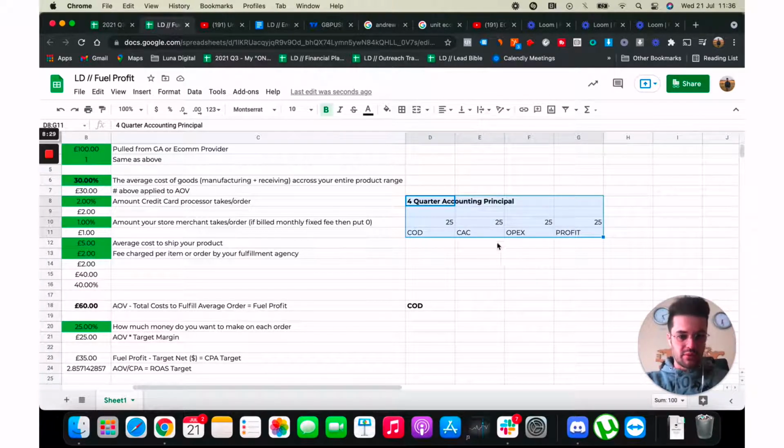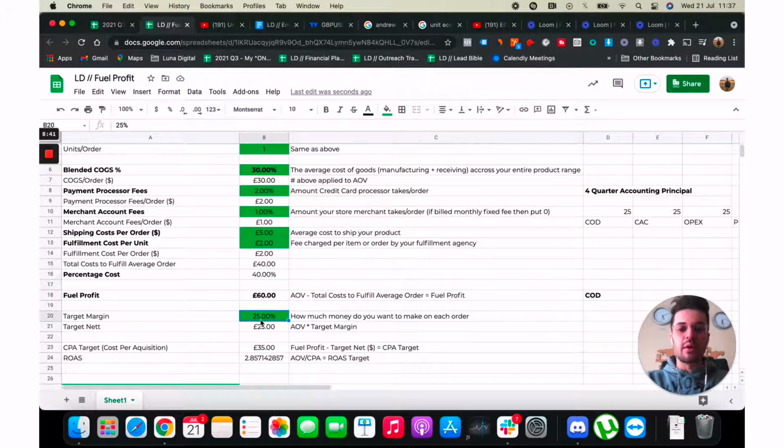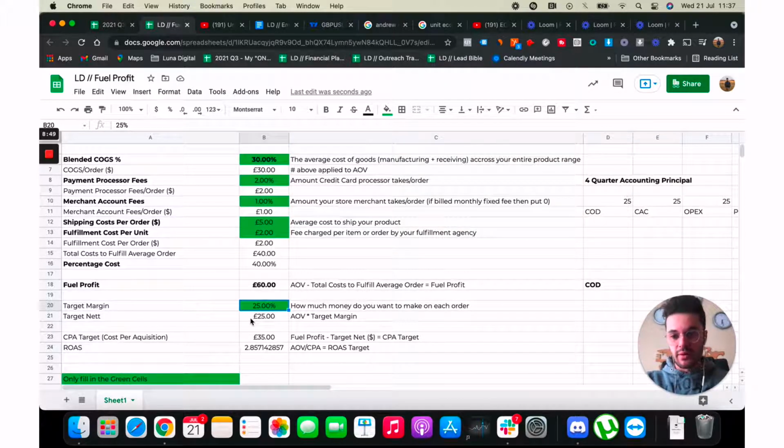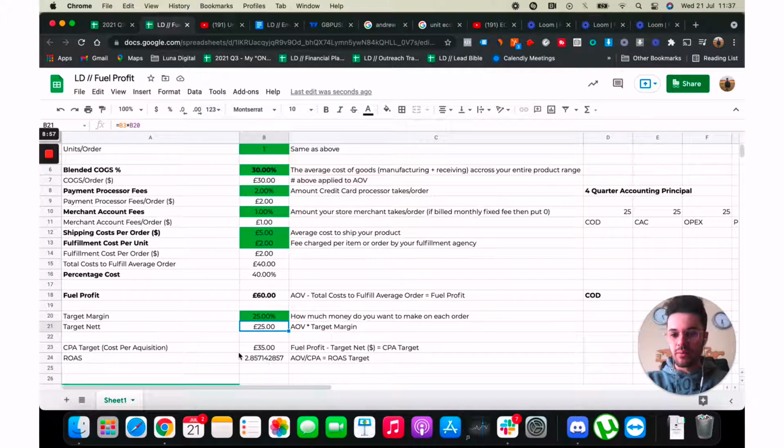Right, so over here, we've got $60 of profit, which is again AOV minus the total cost to fulfill an average order. And we want to make 25% profit. We're pretty confident that we can make a lot of money through this brand selling these products to highly motivated customers. So our target net out of each average order value, out of £100, we want to make £25 essentially. Okay, cool. Hope you're still with me.